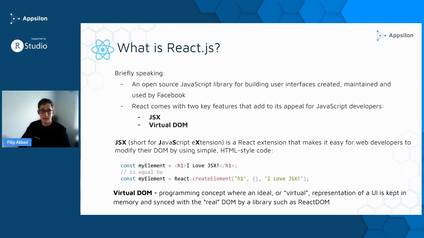JSX, short for JavaScript extension, just makes it easy for web developers to modify the DOM using simple HTML style code. As you can see on the slide, those two pieces of code are equivalent. And the virtual DOM. Since virtual DOM is more of a pattern than a specific technology, people sometimes say it to mean different things.